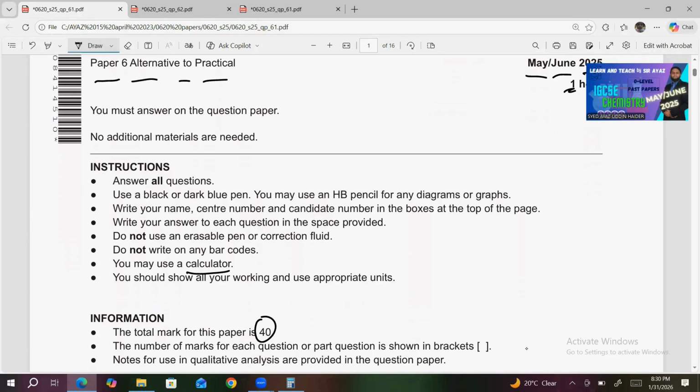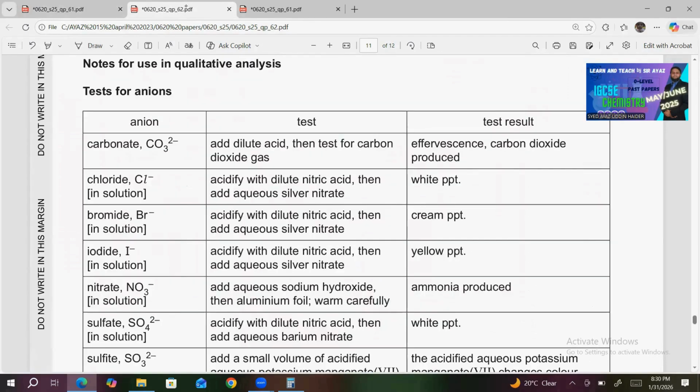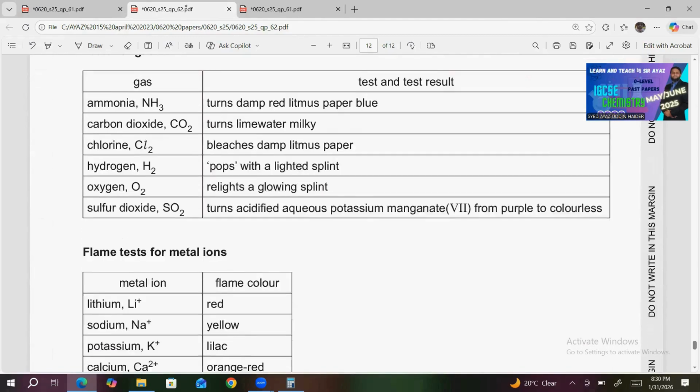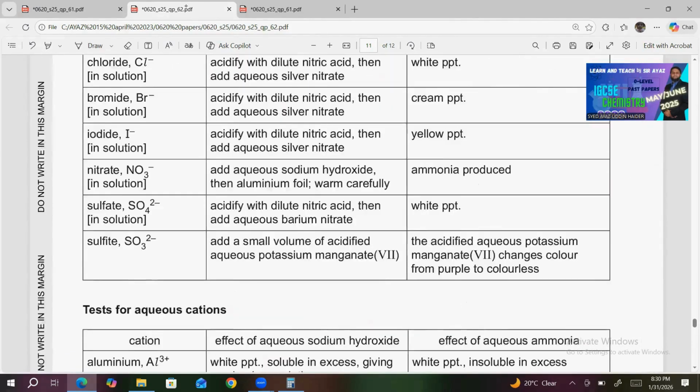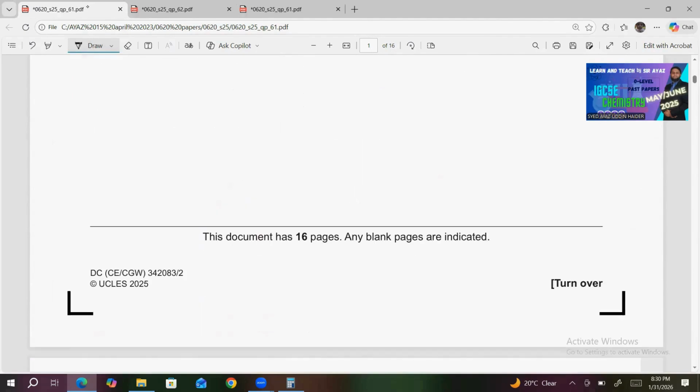So the important thing is that notes for use in qualitative analysis are provided in the question paper like this. That includes tests for anions, cations, gases, and flame test. So let's start the paper. Here's question number 1.